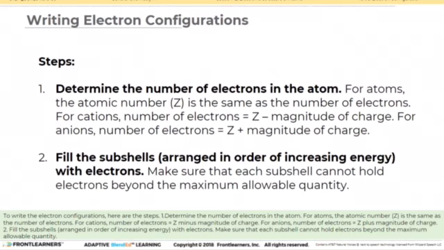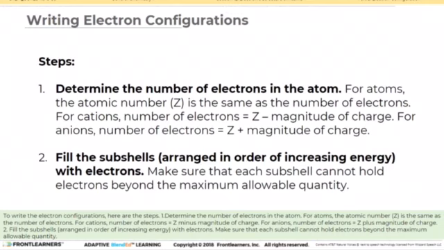The electron configuration. Here are the steps. Step 1. Determine the number of electrons in the atom. For atoms, the atomic number Z is the same as the number of electrons. For cations, the number of electrons is equal to Z minus the magnitude of the charge. For anions, the number of electrons is equal to Z plus the magnitude of the charge.